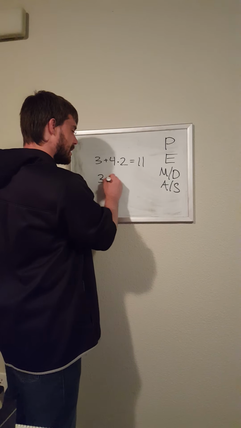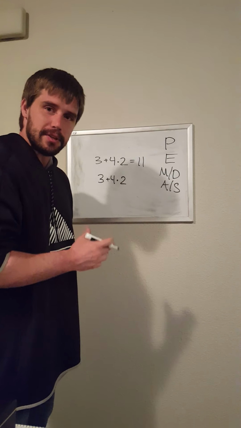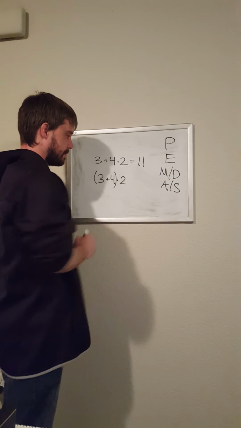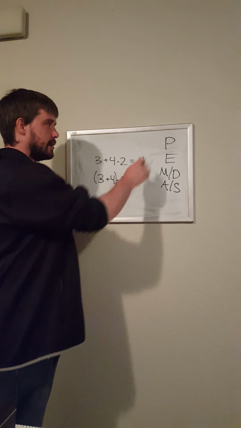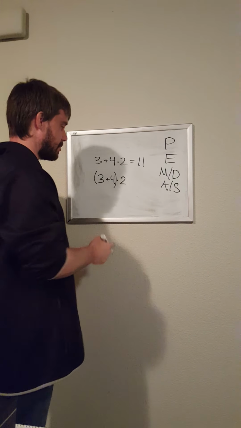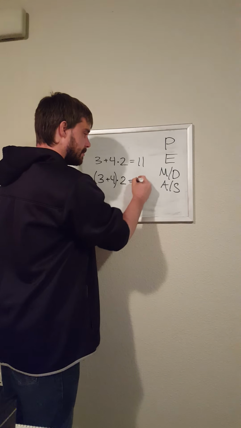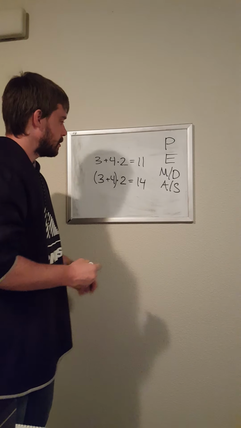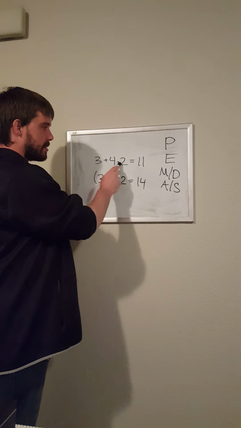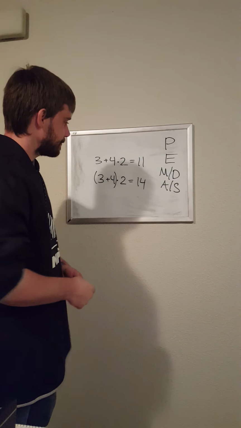But if I wanted to write a very similar expression down, but I wanted the addition to happen first, all I need to do is put the parentheses in. So now the parentheses say, do what's in here first, according to the order of operations. So I'm going to do 3 plus 4 is 7. 7 times 2 is 14. So with the parentheses, I get 14. But without the parentheses, I do the multiplication before the addition.